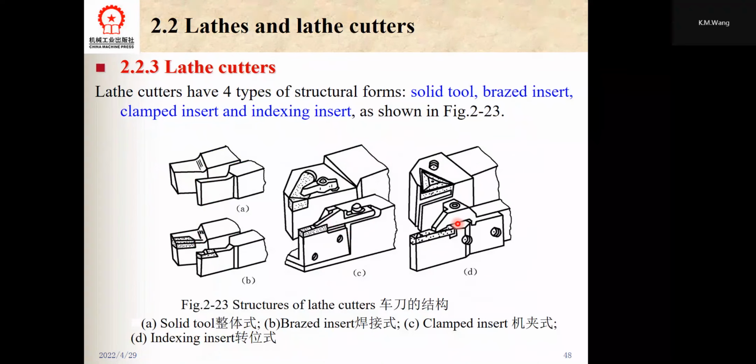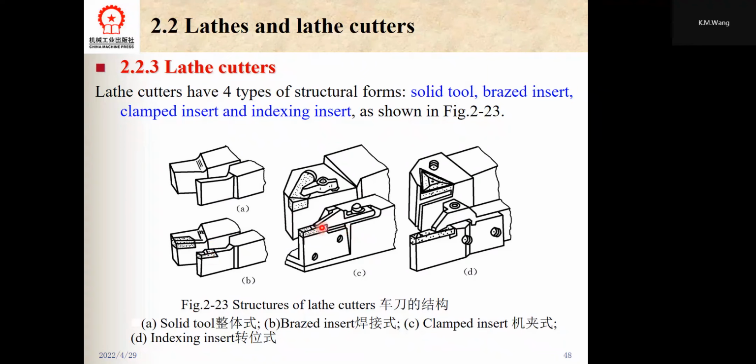These are the lathe cutter structure forms. The solid tool is made of high speed steel. The lathe cutter with the brazed insert means that the cemented carbide insert is brazed on the shank by means of brazing method. And this is a clamped insert.